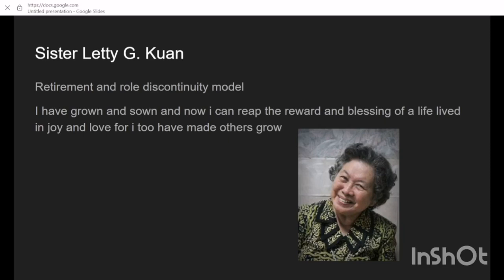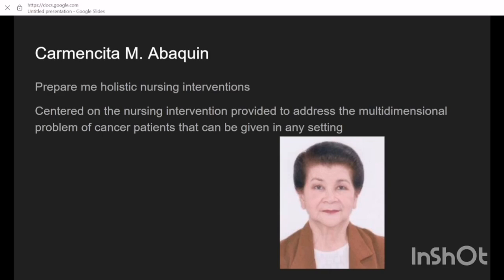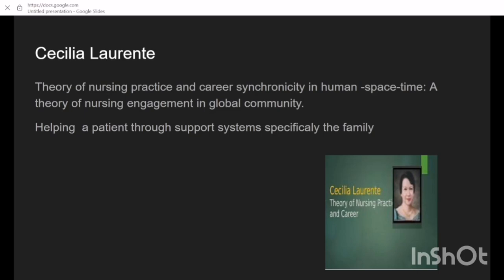Carmencita M. Abaquin, Prepare Me Holistic Nursing Interventions, centered on the nursing intervention provided to address the multidimensional problem of cancer patients that can be given in any setting. Cecilia Laurente, Theory of Nursing Practice and Career Synchronicity in Human Space Time, a theory of nursing engagement in global community. Helping a patient through support systems, specifically the family.